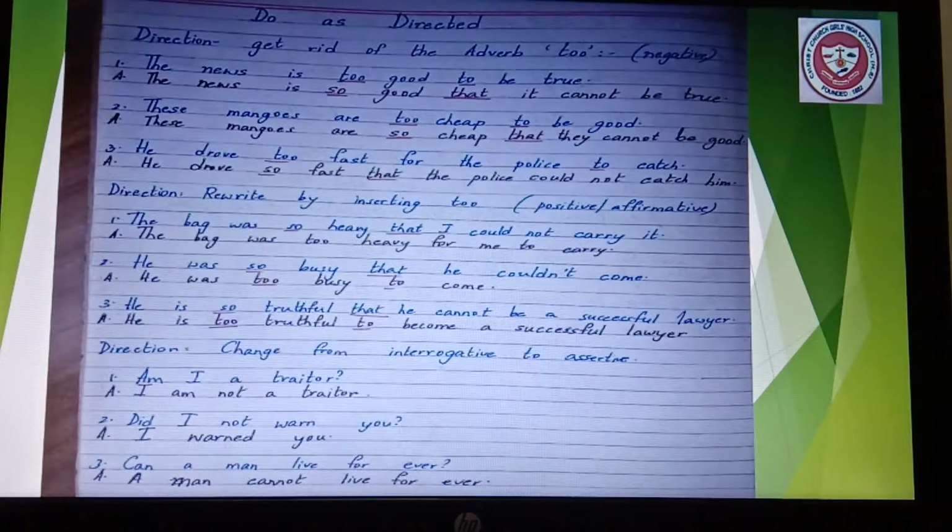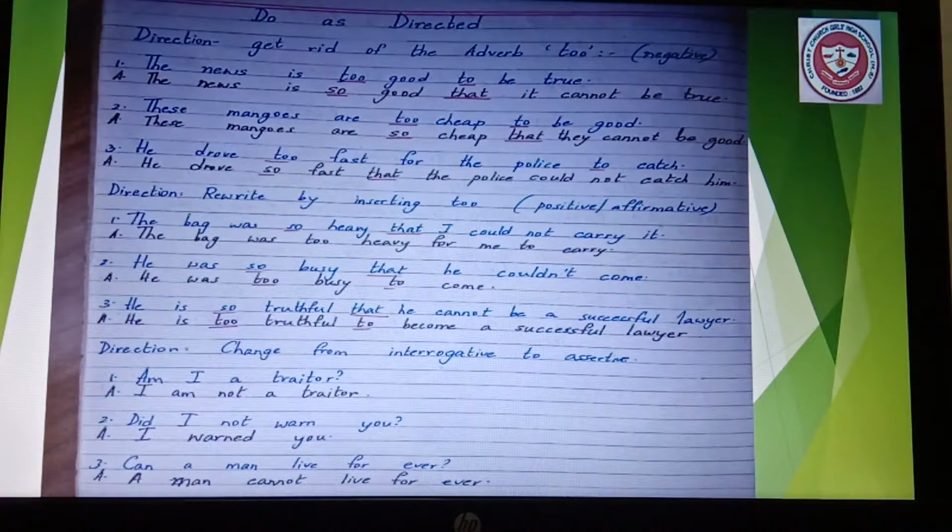An assertive sentence is one which states facts. Assertive is also known as declarative. Assertive or declarative sentences can again be divided into two parts: negative and affirmative. So, assertive and declarative sentences have two sub portions, one is the negative and the affirmative.